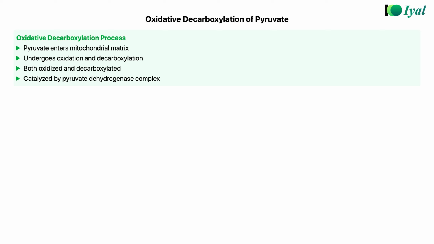Now what happens? It undergoes oxidative decarboxylation. What does that mean? Oxidation means electrons are removed. Decarboxylation means carbon dioxide is removed. Both things happen. And this is done by a complex enzyme called pyruvate dehydrogenase. It is not one enzyme, but a group of enzymes working together, a multiprotein complex.